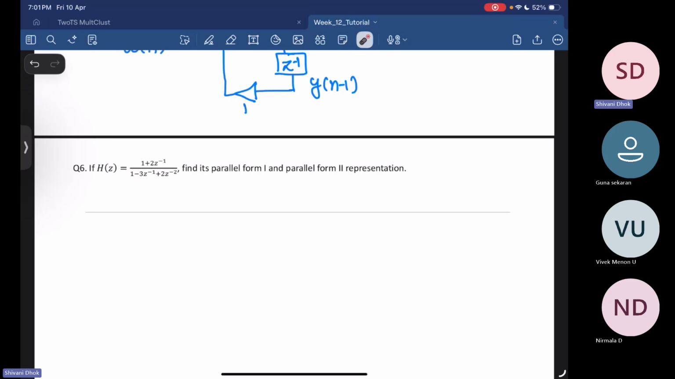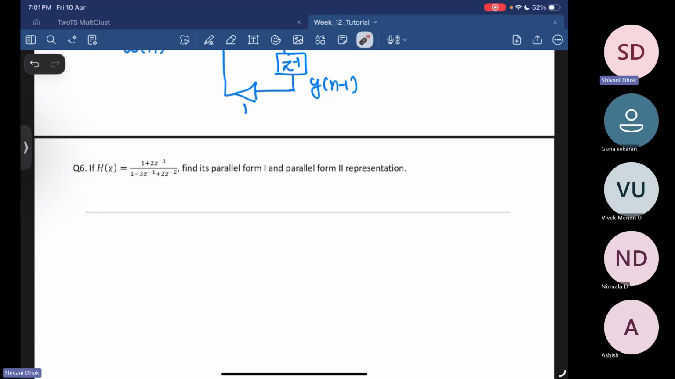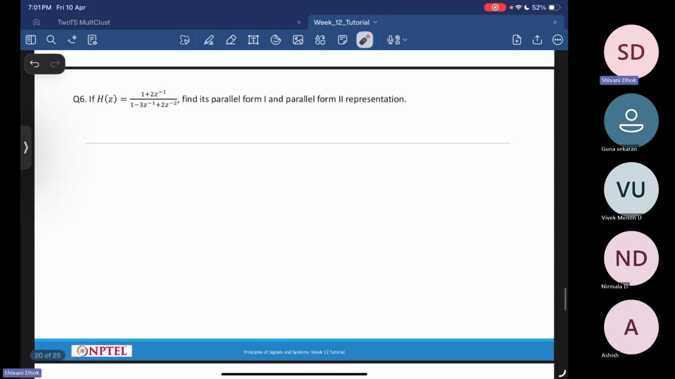Now here I have written parallel form 1 and parallel form 2 representation. So for parallel form 1 we do partial fractions with respect to z inverse, and for parallel form 2 we do the partial fraction representation using z. What I mean is you map the transfer function as a function of z instead of z inverse and then do the partial fractions. It will become clear when I solve this particular example.